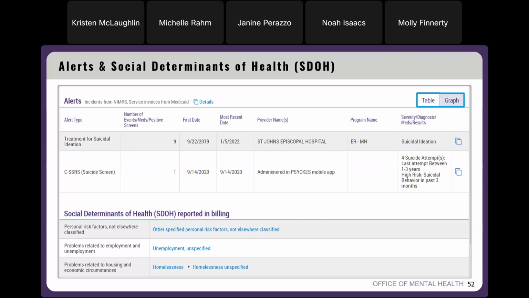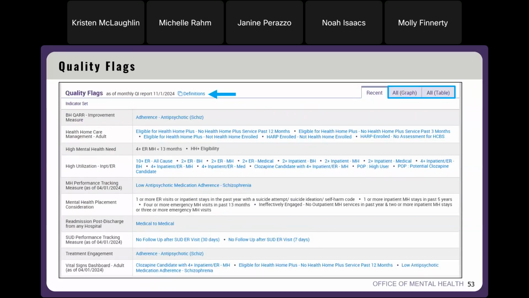I can go into each of these different rows, or I could select the different conditions for social determinants of health to get a better understanding of those unique days. So if I wanted to know each treatment for suicide ideation, those 9 different times, I have the ability to drill in there to do that. I can also look at all of the quality flags that this person actively has. And if I'm not exactly sure what the definition is for some of them, I can always drill in and find out more information.